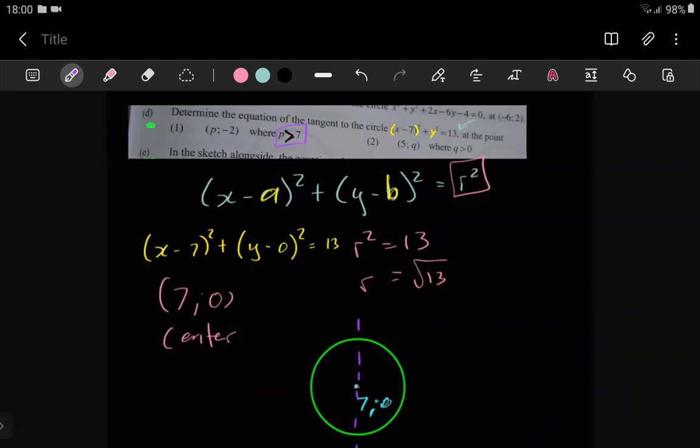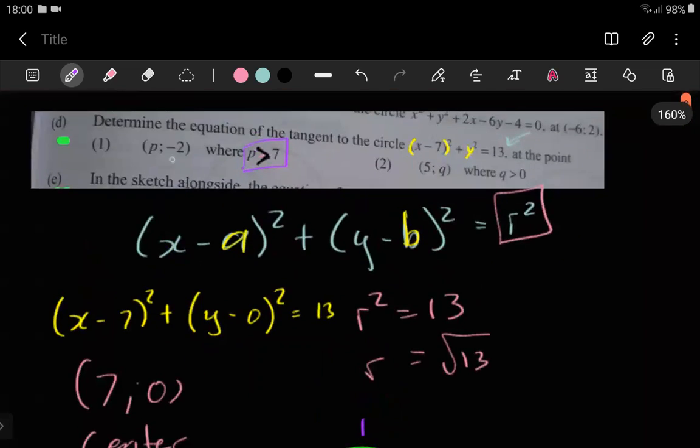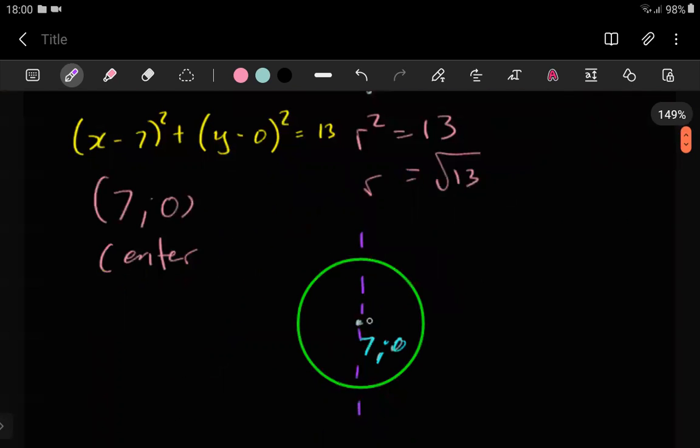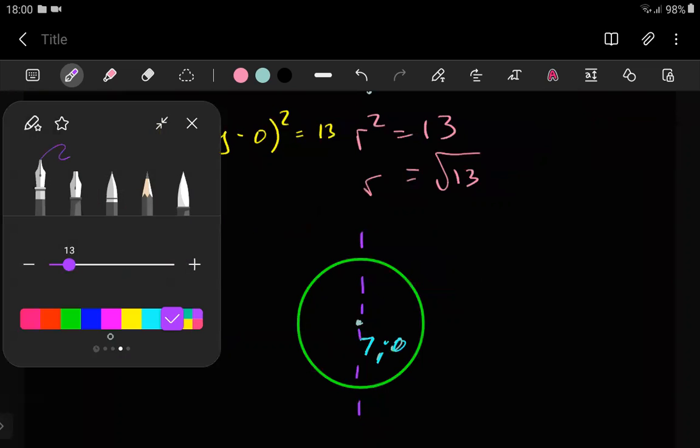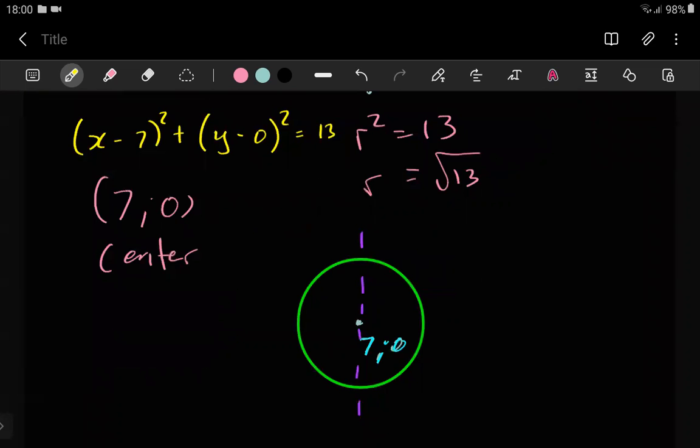Now they said that it meets the graph at y = -2. So if this is like a 0, if it's going to meet, this is where you need to use logic, right? Now, square root of 13 in the calculator, what does it come out as in decimals, to two decimal places? 3.605, okay, so let's just say 3.61.